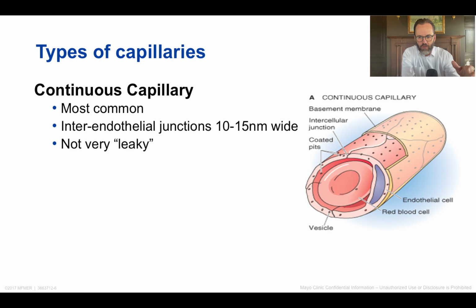Now, continuous capillaries are, by and large, the most common type of capillary. They have very small interendothelial junctions that are roughly 10 to 15 nanometers wide, and importantly, they're not very leaky. And so in the vast majority of capillary beds throughout the body, certainly within skeletal muscle, within the lung, and so on and so forth, you want to have very tight junctions. You don't want a lot of fluid exudation into the interstitial space, but yet you still want maximization of the capabilities for diffusion. And so the continuous capillary checks all those boxes as being very thin, but not very leaky.